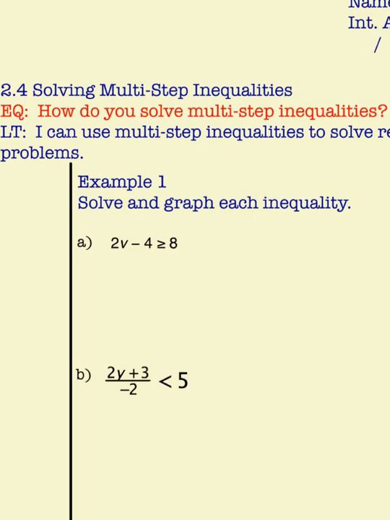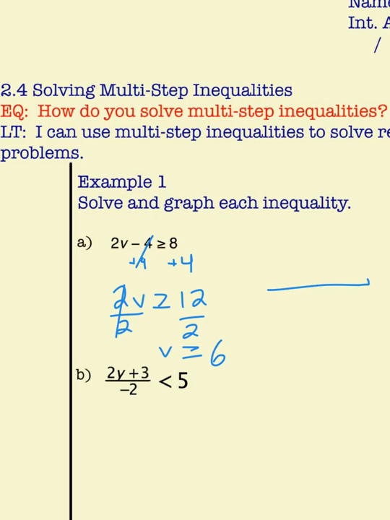So in part A, I have 2v minus 4 is greater than or equal to 8. I know I need to undo the subtraction first. I know I do that by adding 4 to both sides. 4's on the left cancel out. I have 2v is greater than or equal to 8 plus 4, which is 12. Now to get v by itself, I have to divide by 2. 2's on the left cancel out, and I'm left with v is greater than or equal to 12 divided by 2, which is 6.